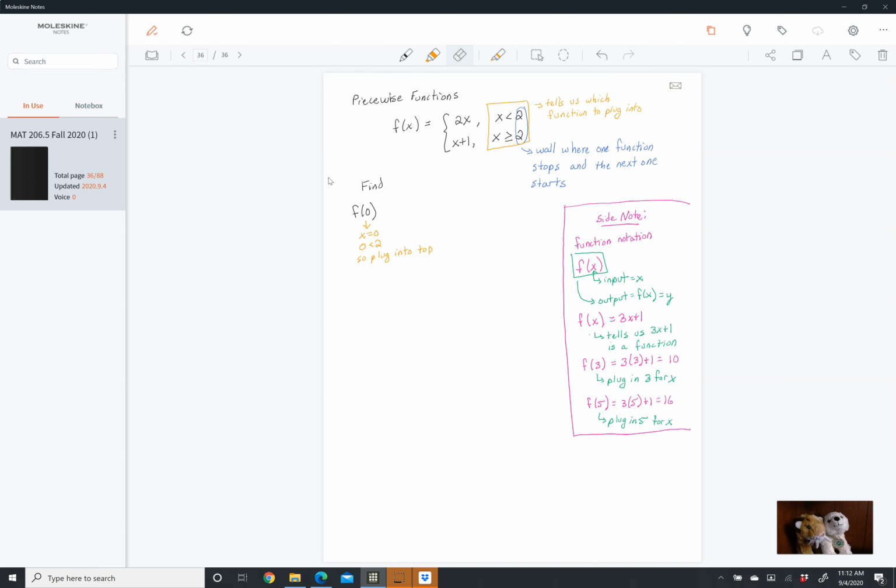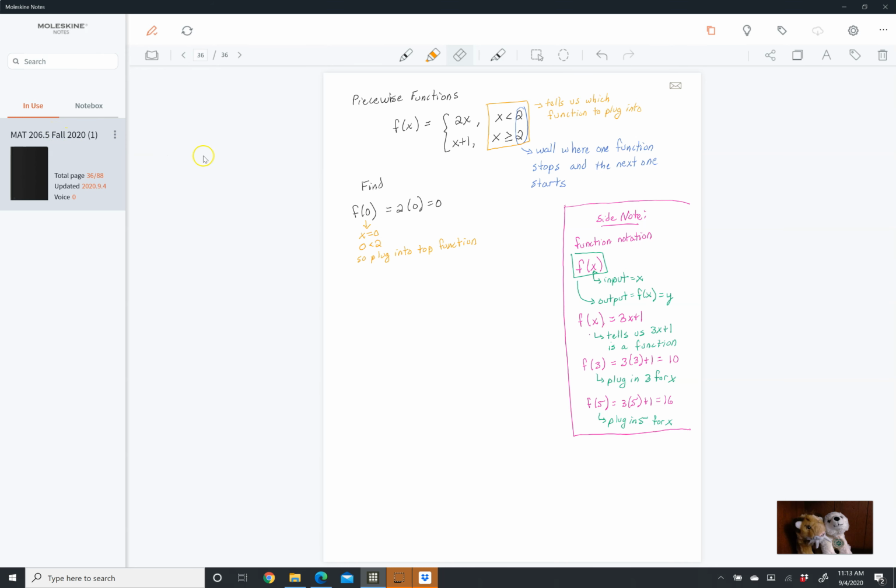I'm going to say top function. Okay, so do you see what we did here? We said, okay, our x is equal to 0. So we're going to go here. This is going to tell us which of the functions to plug into. So 0, we're going to plug it into each of these. Whichever one it's true for, that's going to tell us which function. So 0 is not greater than or equal to 2. So we don't plug into this one. 0 is less than 2. We plug into 2x. So this is equal to 2 times 0, which is just 0.